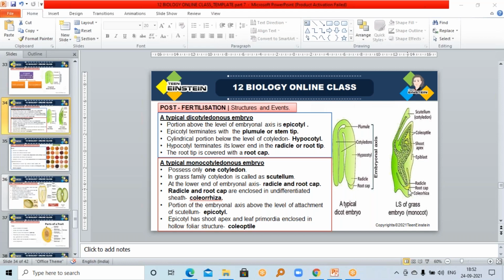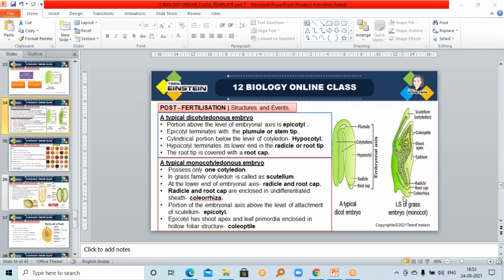Here in monocots, the root cap is enclosed with an undifferentiated sheet called coleorhiza. In dicots, the radicle is covered by root cap. But in monocots, the radicle is covered with root cap and the root cap is enclosed in an undifferentiated sheet, a sheet which is undifferentiated from the root cap. That is called coleorhiza.